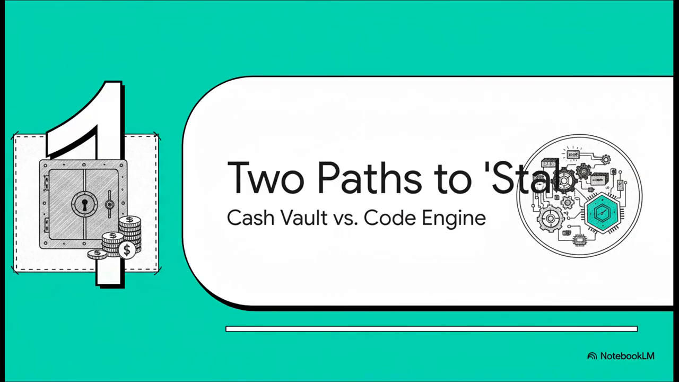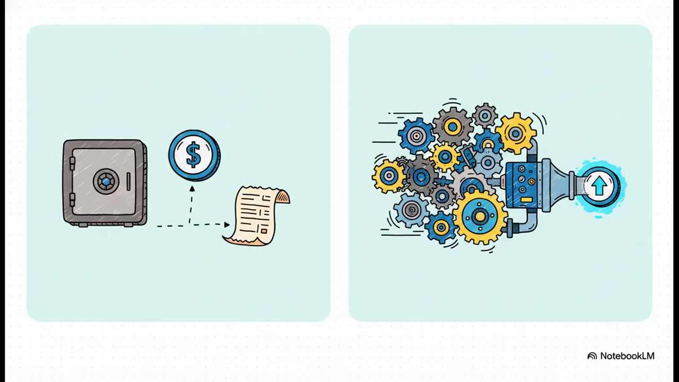The two paths to stable: cash vault versus code engine. See, at the end of the day, pretty much every stablecoin out there falls into one of these two buckets. And believe me, they have very different risk profiles. So, let's make this super simple.